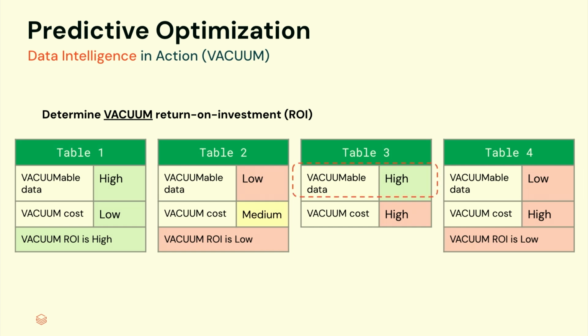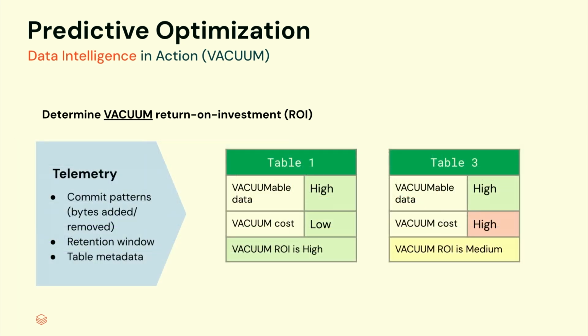Let's look at table 3. A lot of data to vacuum, even though the cost of vacuum is high, the storage savings are high, so the ROI is deemed medium based on the exact details of the vacuumable data. And predictive optimization goes ahead and schedules vacuum on tables 1 and 3. It does not mean we ignore those other tables. We routinely check back on them to see if the ROI has changed and schedule vacuum on them if needed.